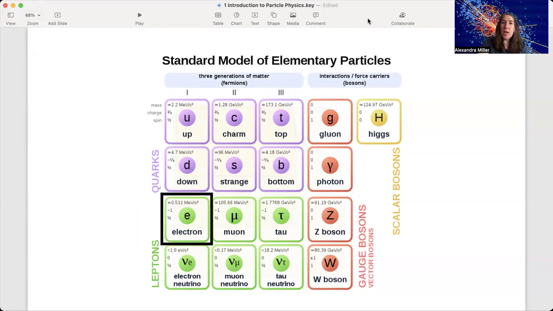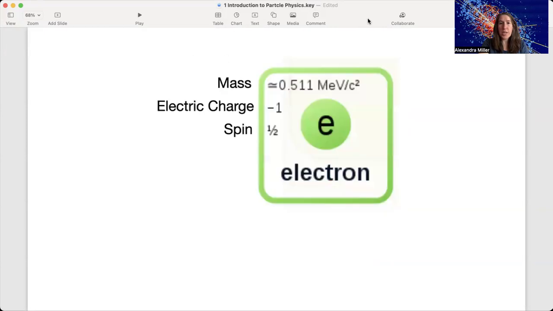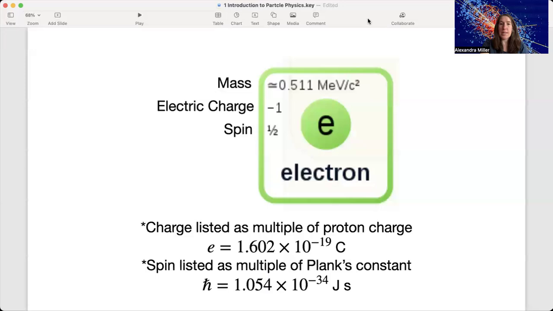So let's zoom in on one of these boxes. You'll have noticed there are numbers that appear in these boxes. What do these numbers mean? Let's look at the electron, since again, this is probably the particle most familiar to you. So if we look at this box, the number which appears on the top is the mass of the particle. An electron is said to be about half an MeV, where eV here is electron volts. Below that, we have the electric charge, and then the bottom number is the spin.